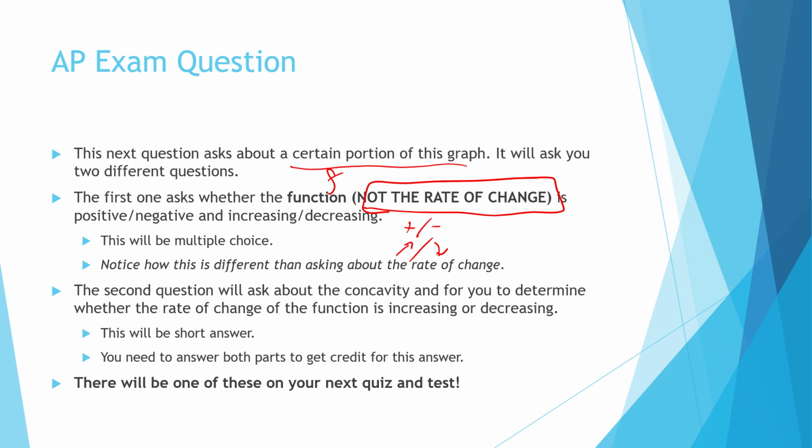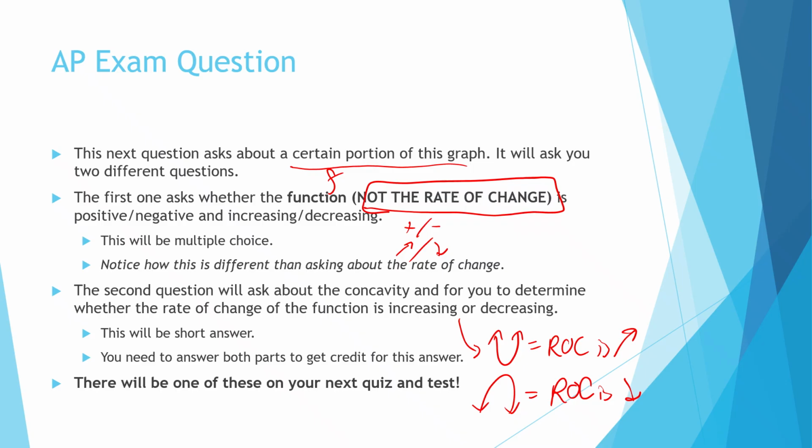The second question will always ask you about concavity, and then to determine whether the rate of change is increasing or decreasing. This will be short answer. You'll need to complete both parts of what it's asking for to get full credit for this answer. But it's pretty easy because if you can determine that it's concave up, that always means the rate of change is increasing. And if you see that it's concave down, that always means the rate of change is decreasing, no matter what the graph looks like.